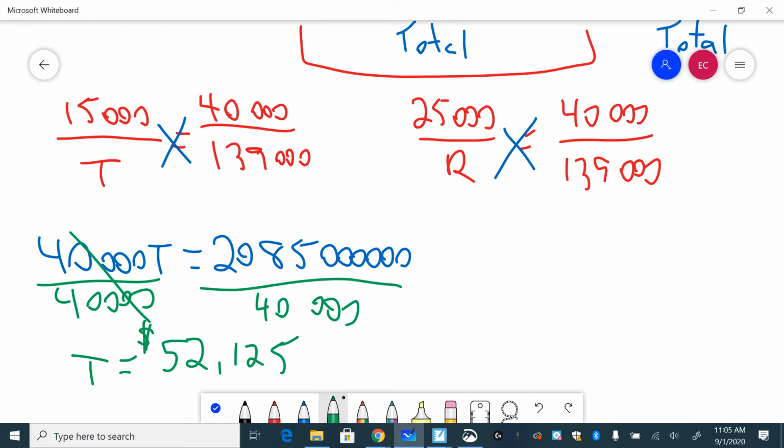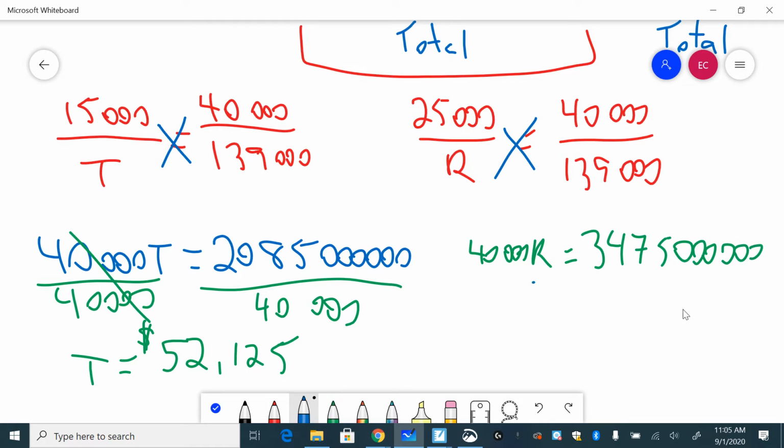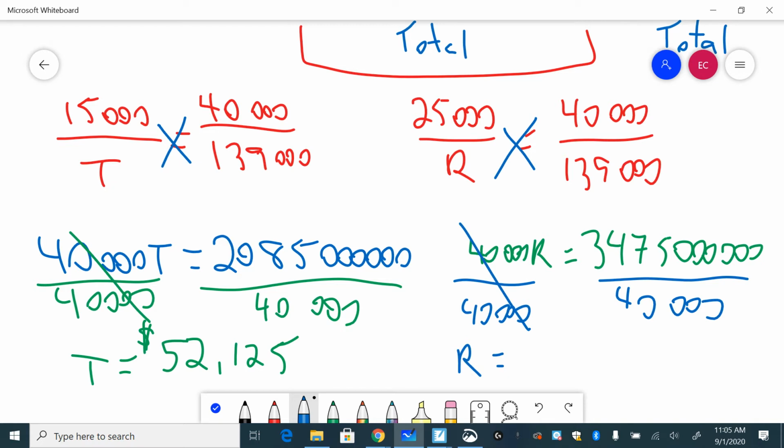Okay, back to this one. Now I'm going to cross multiply: 40,000 R equals 25,000 times 139,000 equals, so another big number, 3475 followed by 6 zeros, and I'm going to divide both sides by 40,000 so that I can get R by itself. And I get $86,875. And that's it.